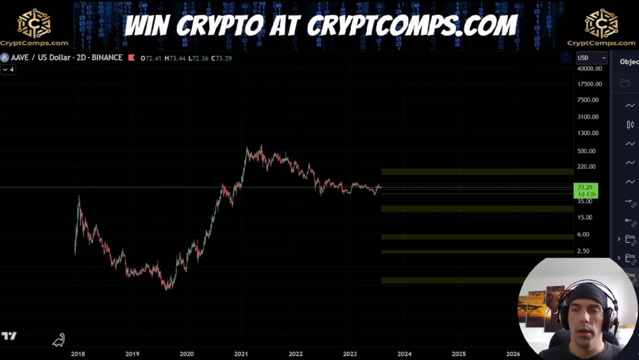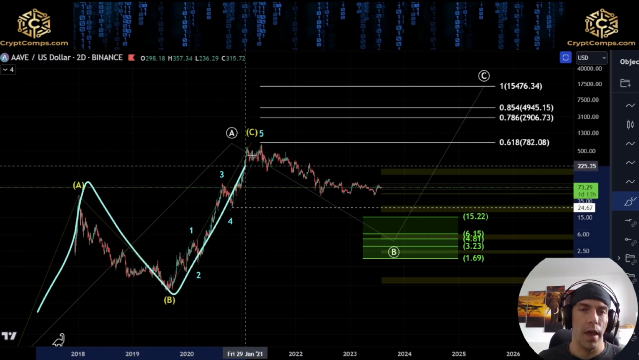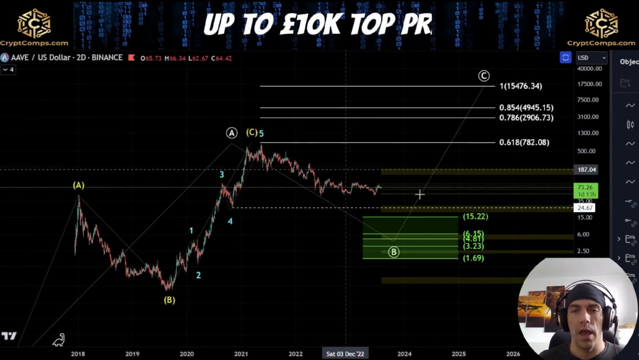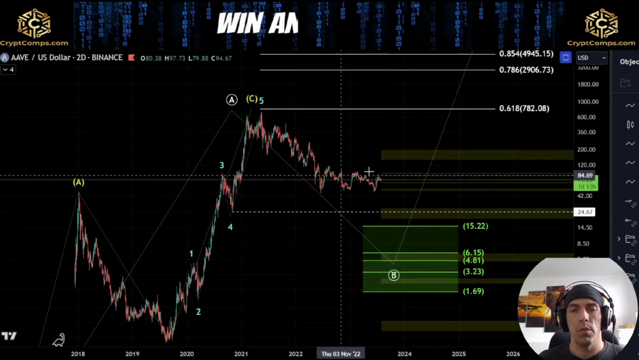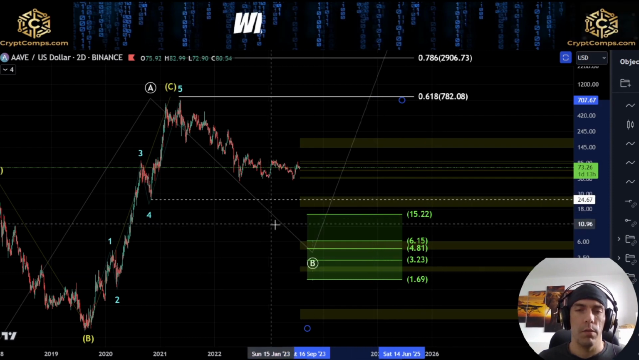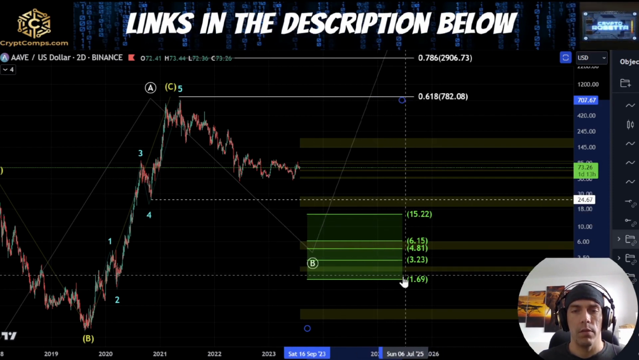Now, if we are looking at this in this way, what we could also say is that within the structure could just be simply ABC. If this is the case, what we could potentially have is a completed A wave here. Then we'd be looking for a B wave to the downside. The most common target area for a B wave is between the 50% and this 786.